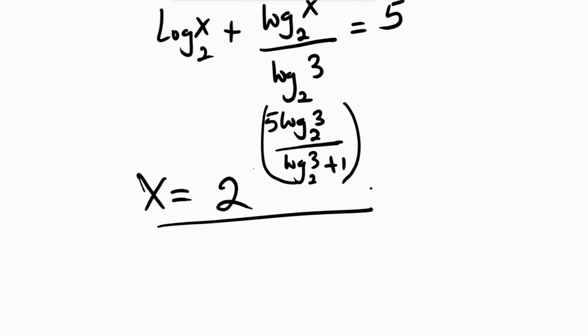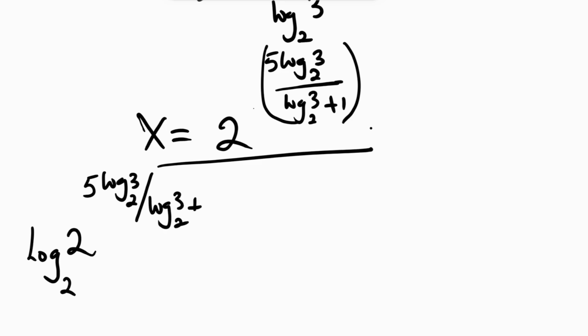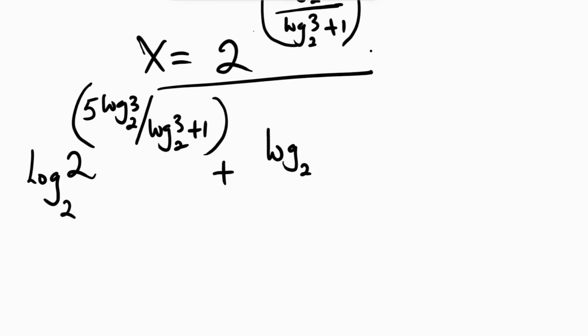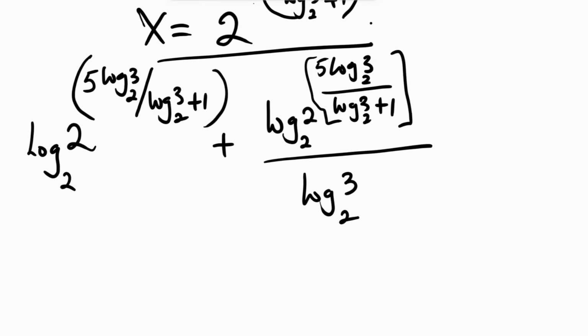So now let's plug in the value of x into this equation. So now we have log base 2 of 2 raised to power 5 log 3 base 2 divided by log 3 base 2 plus 1, plus, we're doing the same thing again, 5 log 3 base 2 divided by log 3 base 2 plus 1, divided by log of 3 base 2. Let's see if this is going to be equal to 5.